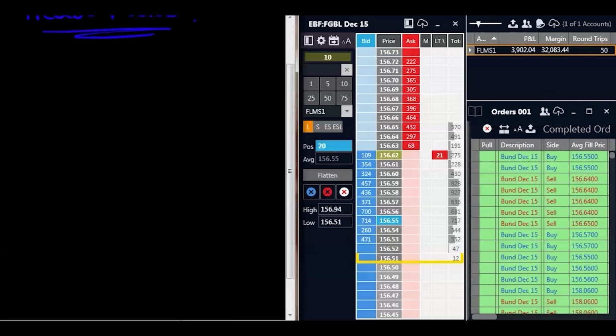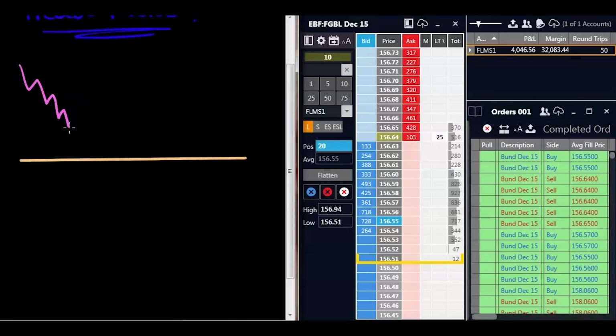So, as we mentioned before, we've got ourselves our level. We'll just go through this one more time. Got ourselves our level. We've got the market trending towards it. Then we get the very quick flush up. The market exchanges a few contracts and then eventually gets back above the level.